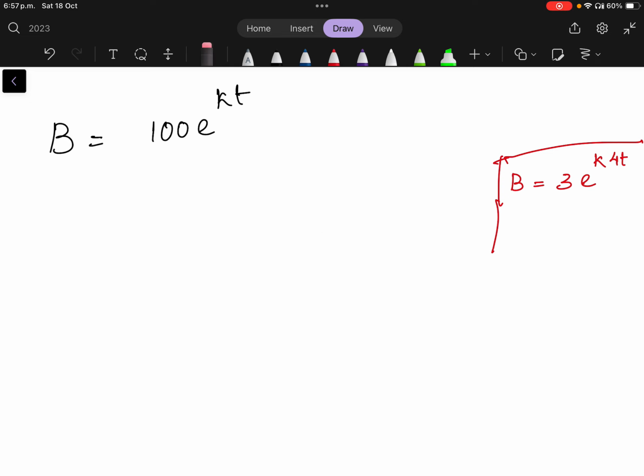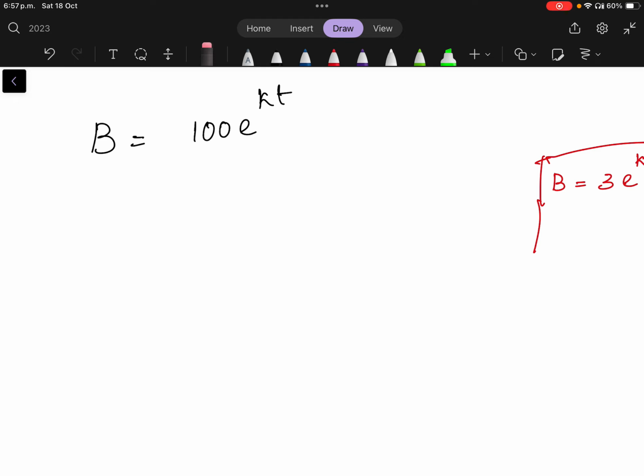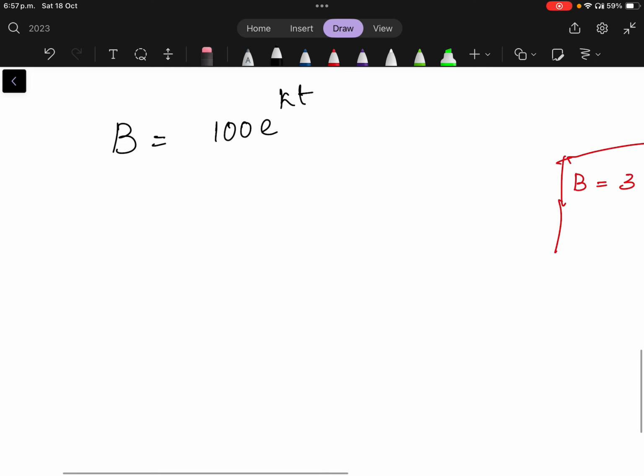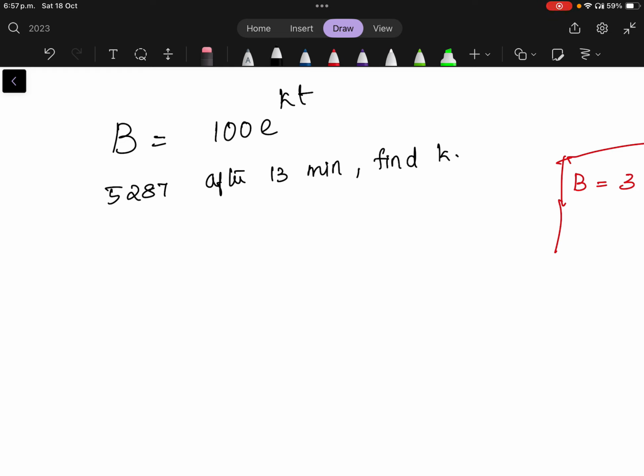Okay, so for the time being, I just wanted to show you something simple here so that we learn it and then you go into the difficult question. So there is a question, suppose they're saying that there's a number of bacteria present in this culture, and there are something around 5287 bacteria present after 13 minutes. Okay, find k. That's the question.